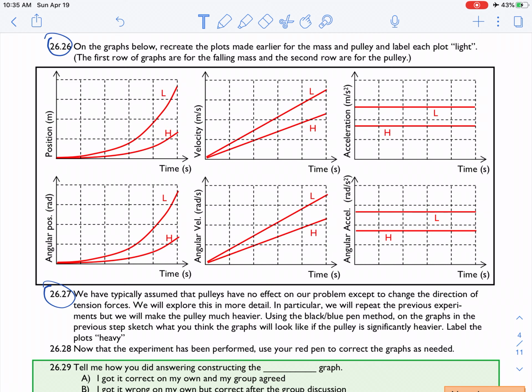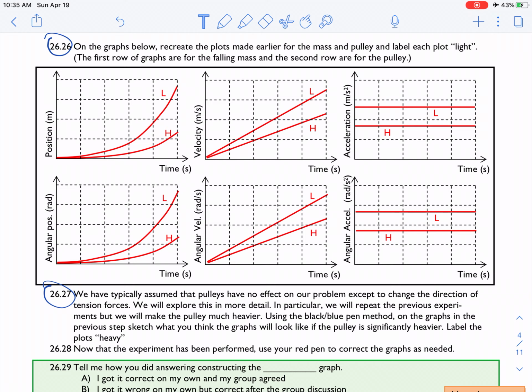so far. Okay, and now the next thing is step 26.27, and we're going to think about what if the pulley was heavier. Would that make any difference? Because before this chapter we assumed the pulleys were ideal. And what did that mean? That meant pulleys had no mass, right, and also had no friction. They're still frictionless, but now they have mass. Okay, so they're not ideal though.